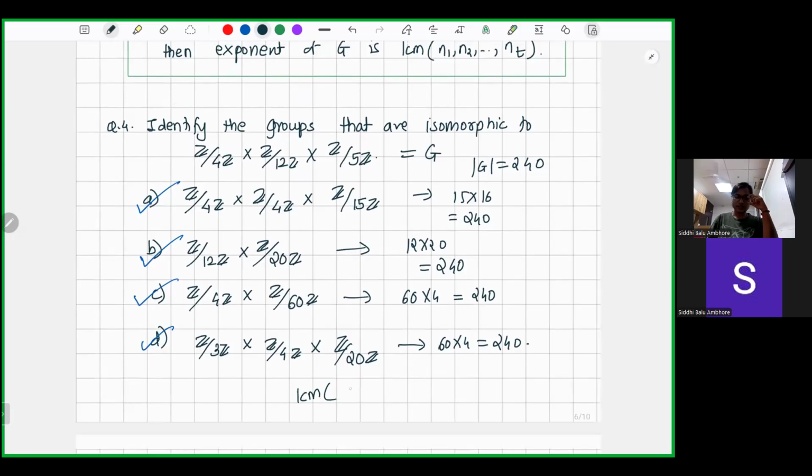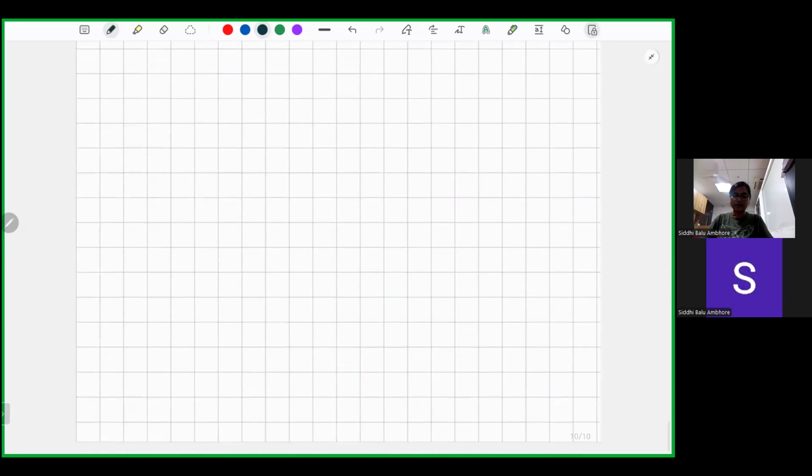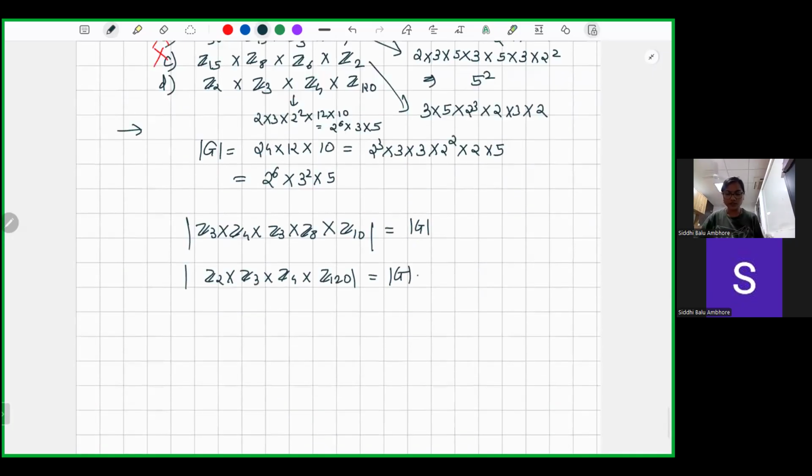Yes, it will be still 60 because LCM of 4, 12 and 5 is still, since these two have GCD 1, this will be still 60. So that's why these two groups are equal. I will give you an explicit example where that's not possible. Let us first finish this one.